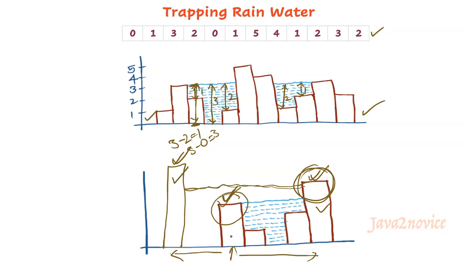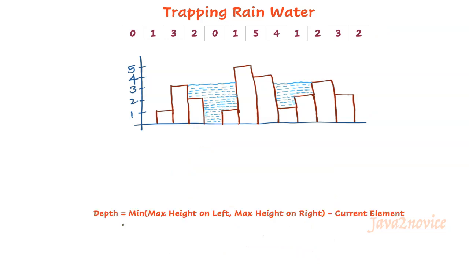Simple, right? Before writing the formula, I'll clean it up. The formula is minimum of left side maximum height, comma, right side maximum height, minus current element at that index, which gives water depth at given index. Let's apply this formula on each index on this elevation map.